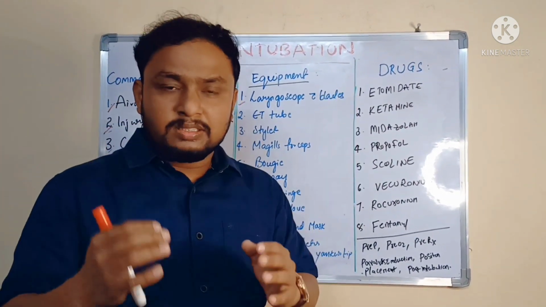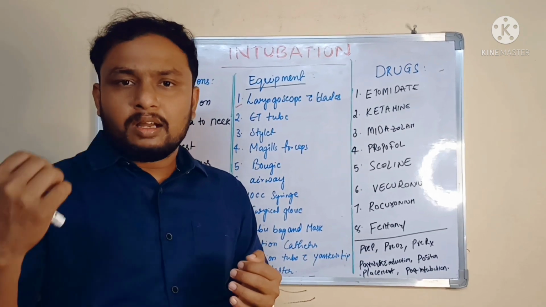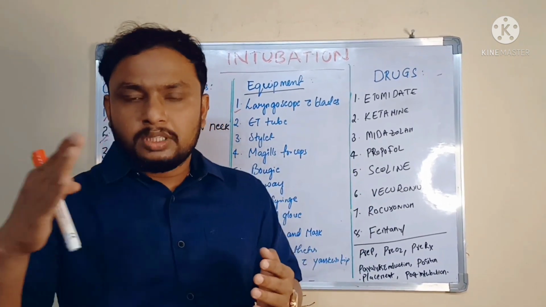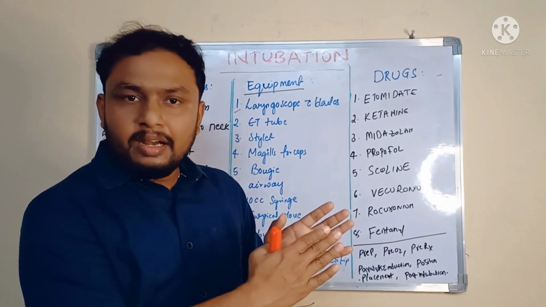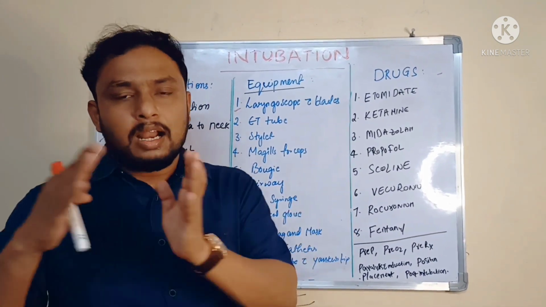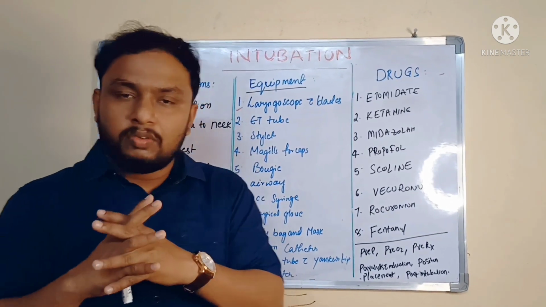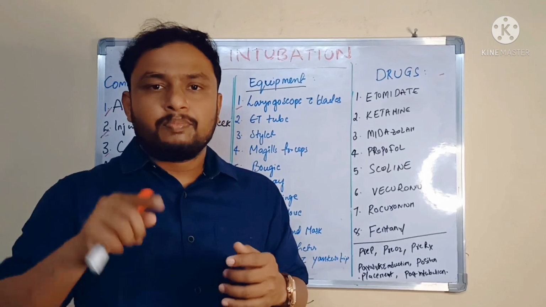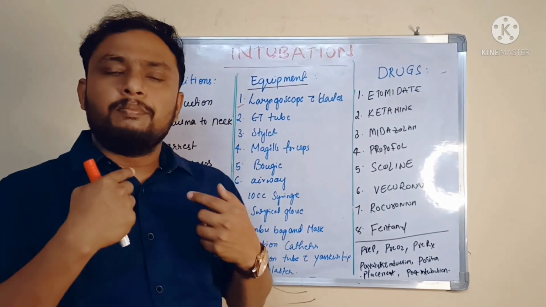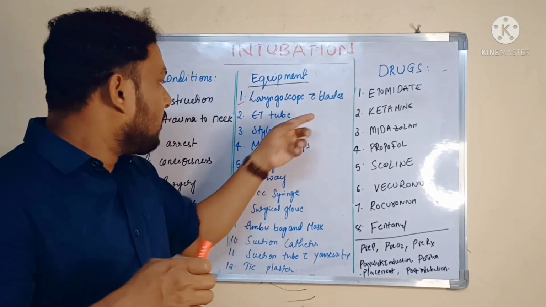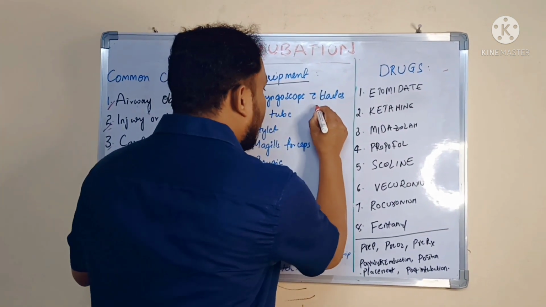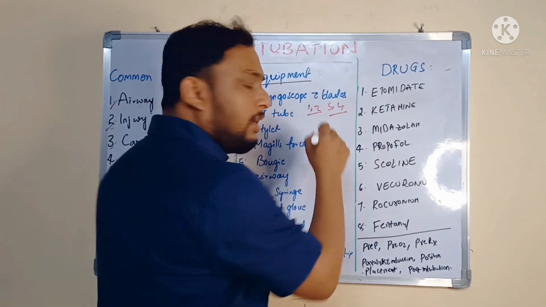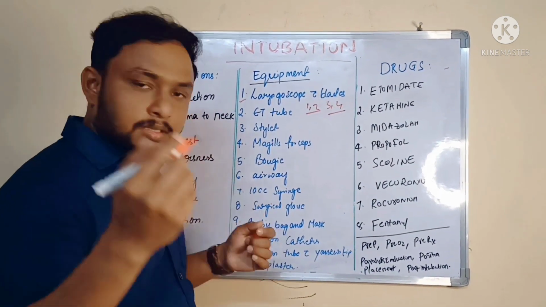The laryngoscope comes with blades. Blade sizes are different, starting from 1, 2, 3, 4. For pediatric patients we use different sizes of blades, and for adults different sizes. Generally for an adult male we will use a number 4 blade, and for a female 3, based on the neck size. So 3 and 4 are for adults, and 1 and 2 for infants or children.